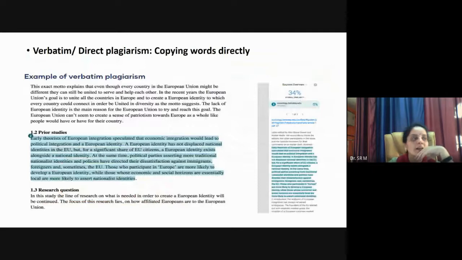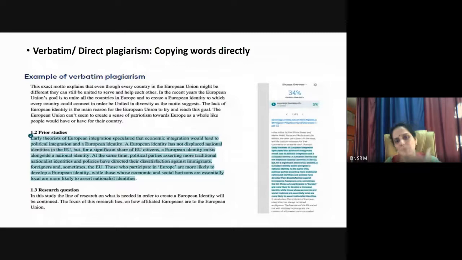Next, we shall see the verbatim or direct plagiarism. What does this mean? It means you are directly copying and pasting someone else's words into your own work or document. Here, what is the mistake you are doing? You are not using quotation marks. You are not citing the source. No attribution, no credit has been given to the original author or the writer who has written it.